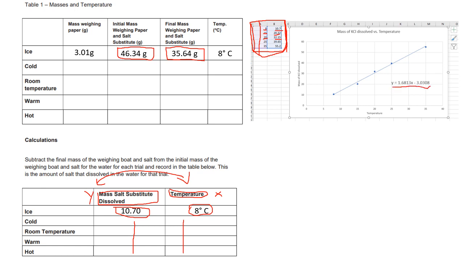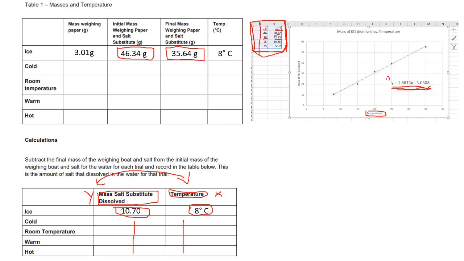I will make it show me the equation. You do not have to set the intercept equal to 0 for this equation. You can just let it make the best fit line it can and have it spit you out a function. And that function tells you that the value for the y, which is the mass of potassium chloride dissolved, is equal to 1.6813x, or 1.6813 times the value of x, which is the temperature, minus 3.0308.